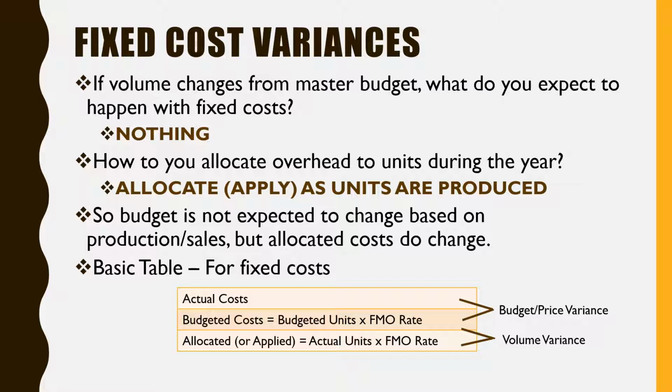Our basic table then for fixed costs, we still have the actuals on top. So the actual costs go on top, the budget goes second, and the allocated, which really is standard at standard, goes on the bottom. So it's really just that middle line that's a little different. As managerial accountants, we're not too creative with titles. So the difference between actual and budget is called a budget variance. The variance because the volume of units changed is called the volume variance.